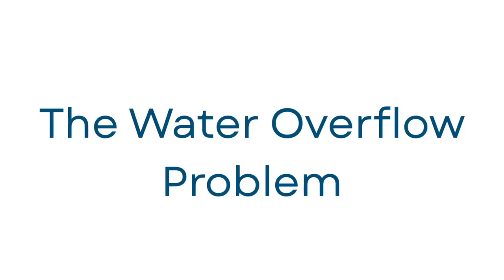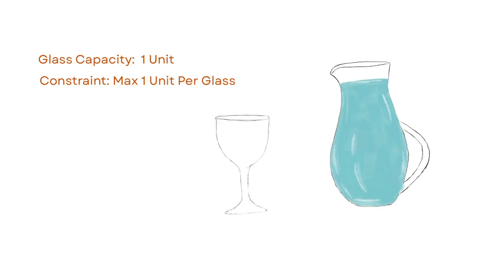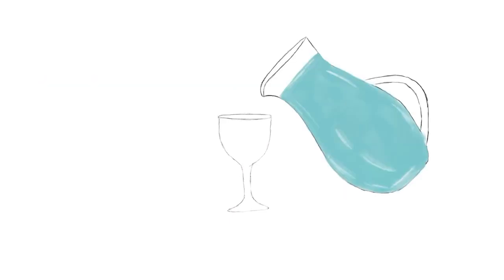Welcome. Today we will visualize the water overflow problem using dynamic programming. Imagine a pyramid of glasses. The most important rule is simple. Each glass has a capacity of exactly 1 unit. So what happens if we pour more water?